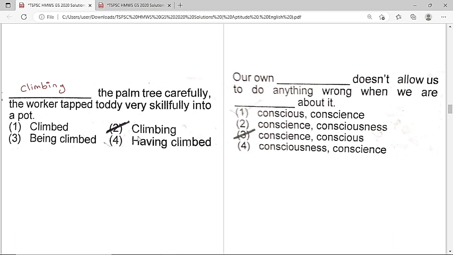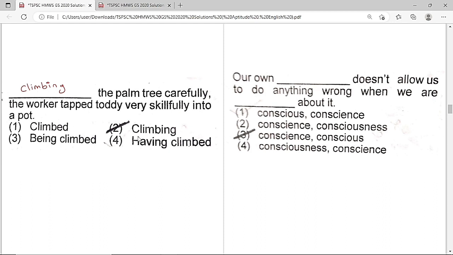So climbing the palm tree carefully, the worker tapped toddy very skillfully into a pot. So this is the correct solution of this question.